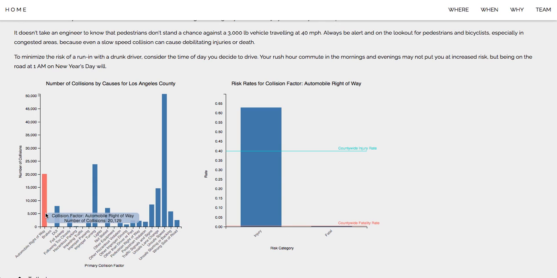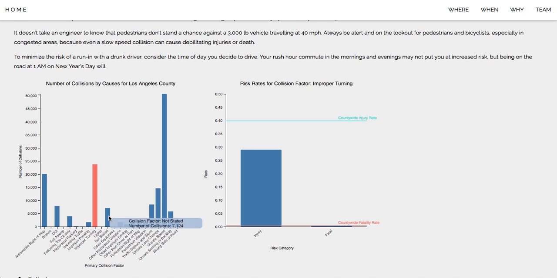So the notion of this is for the user to explore different regions, specifically their own, to discover different facets of traffic collisions, when, where, and why, and hopefully to gain insight and potentially instill safer driving habits.